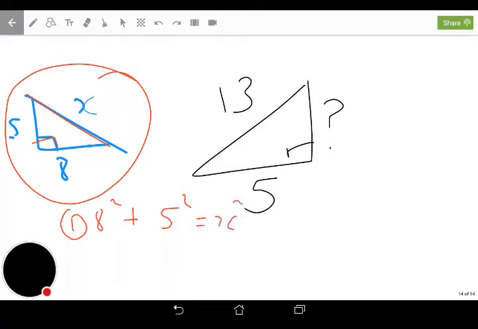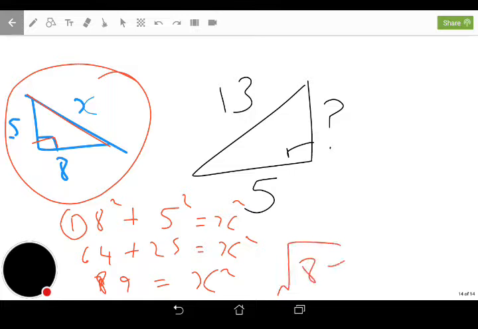And this will give us the x squared. So 8 squared is 64, add 5 squared, which is 25. 64 plus 25 is 89. Ignore that. That's supposed to be an 8. So that's 89, which is x squared. And to get x on its own, the final step would have been to square root the 89. And the square root of 89 is 9.4 to 1 decimal place.